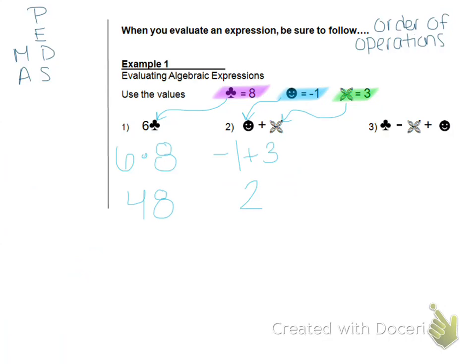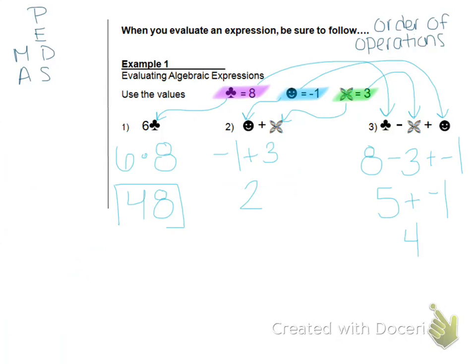Lastly, we've got 3 things going on here. So the club has a value of 8. We're going to subtract the value of the flower, which is 3, and then we're going to add the value of the smiley face, which is -1. So following the order of operations, we're going to subtract 8 minus 3, which is 5. And notice I'm going to recopy down what's left of the problem. So 5 plus -1, which is just 4. So when we evaluated these 3 expressions, we got the answers of 48, 2, and 4.